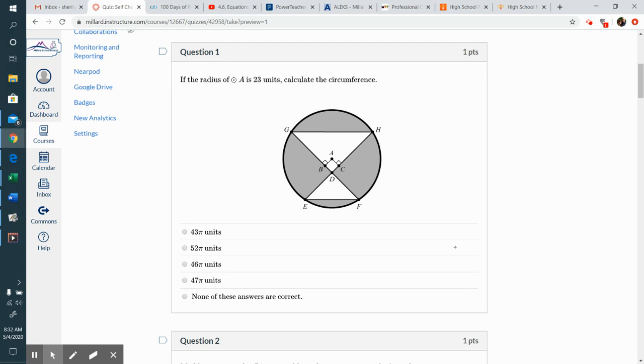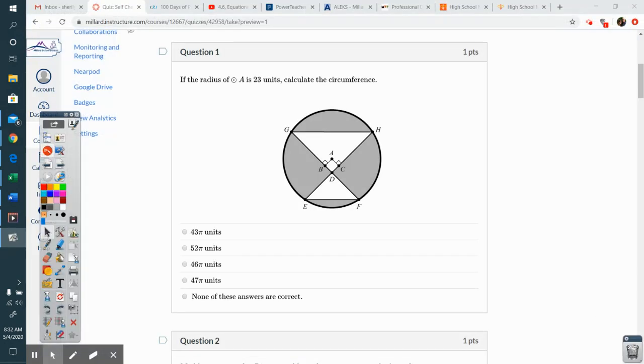It's like a fence around a circle or something, or you're walking around the circle. Has nothing to do with the inside. It's just walking around the outside of the circle. So I forgot to pull this up, so we'll pull this up. But so this first question says, if the radius of this circle is 23 units, calculate the circumference.